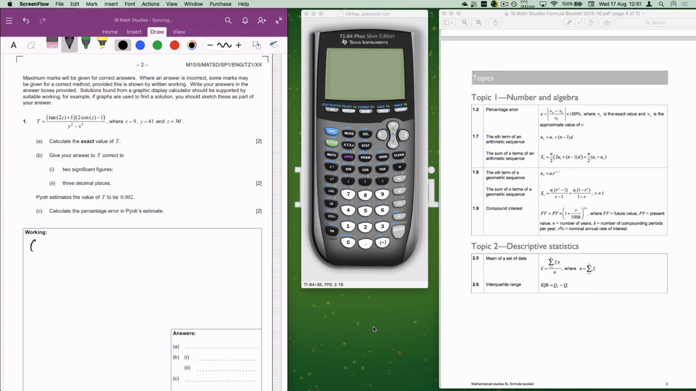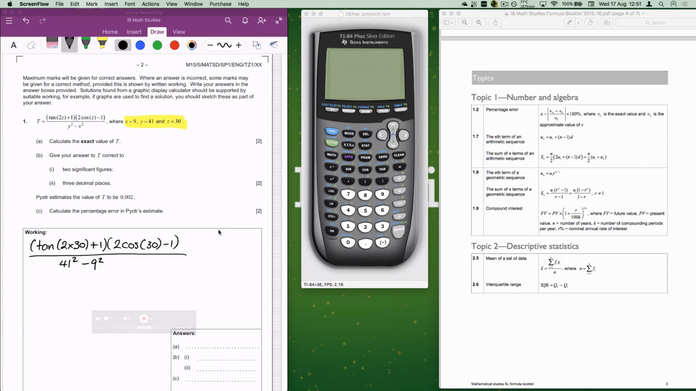We have tan of 2 times 30 plus 1 and 2 times cosine of 30 minus 1 all over 41 squared minus 9 squared. And these numbers are all just coming from the numbers that we were given up here. So these are the numbers that we're picking and using. Okay. So we've substituted into our formula. Now, as long as we've done that correctly, we should gain 1 mark.